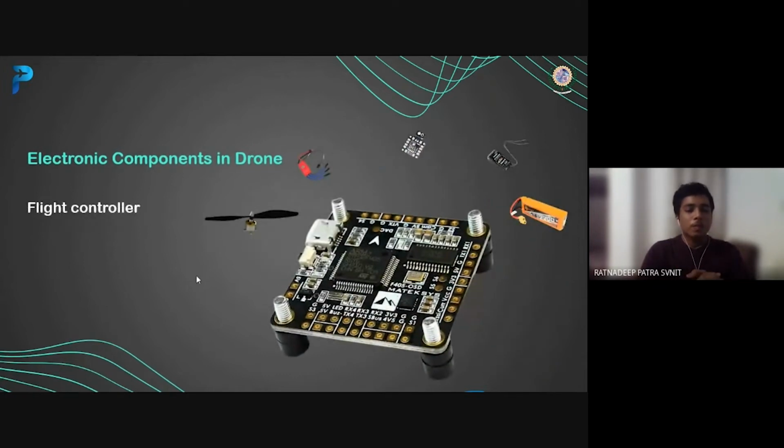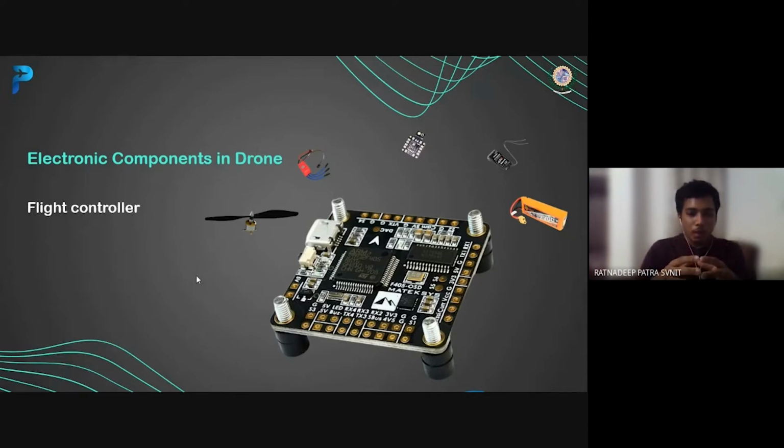Next comes the flight controller, the brain of the drone. A flight controller basically receives the signals from the receiver, and then depending on what the user wants the drone to perform, it sends signals to the ESCs, and the ESCs produce the PWM and control the RPM of the BLDCs, and accordingly we can control the drone.